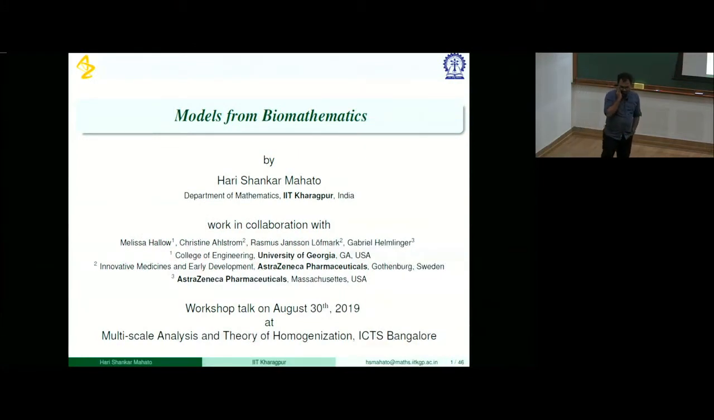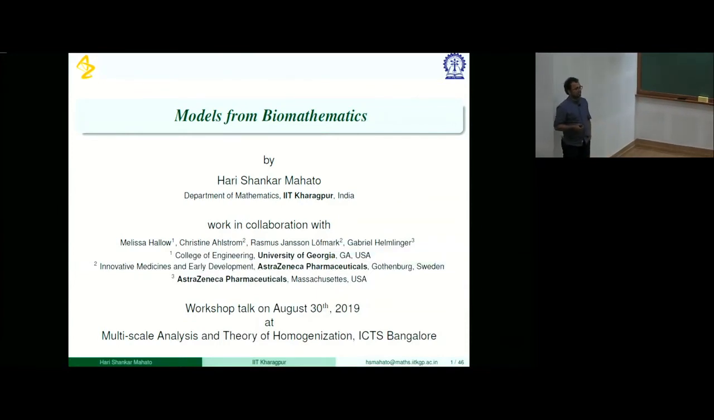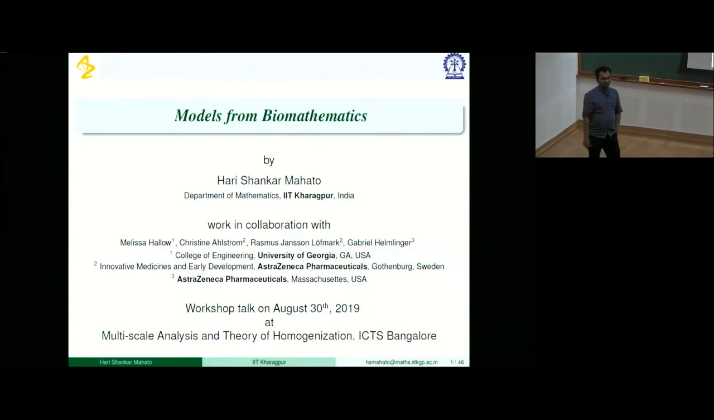So basically, my intention was to introduce yesterday the models that come more from the material science point of view. And today I wanted to introduce two models that come from biomathematics. The first one is the model which I'm currently working on, motivated from tissue engineering. And the second one is related to modeling of diabetic kidney disease. So I'll give a brief introduction of both of these models.